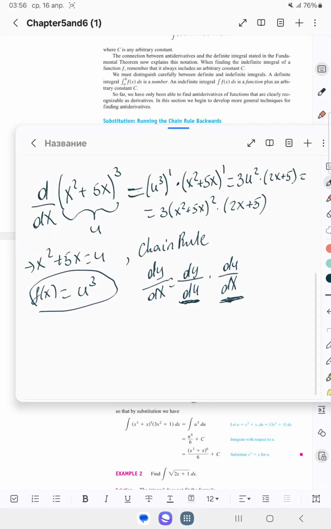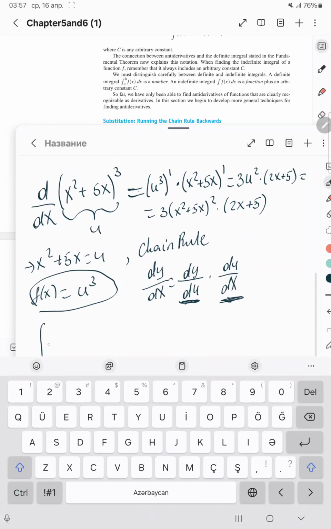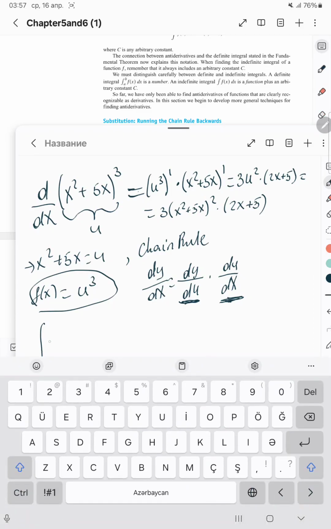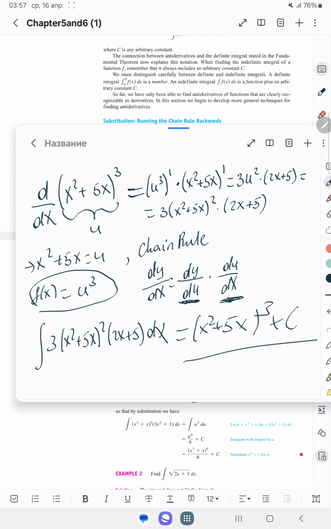So in substitution rule, we think like this. We are asked to find indefinite integral, for sure. This is indefinite. 3(x squared plus 5x) squared times (2x plus 5) dx. It's like this, and we should know that the answer is (x squared plus 5x) cubed plus c. But how will we know that?